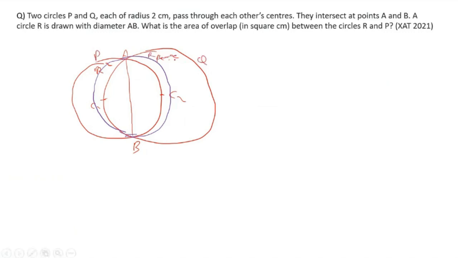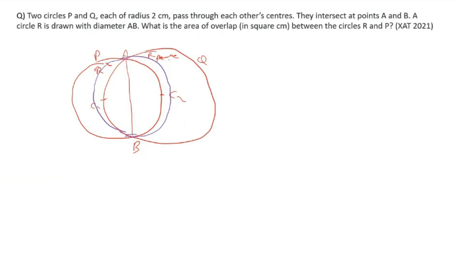What is the area of overlap in square centimeter between the circles R and P? So let's just first see, right? And in this question again, they are relying on the fact that people would take time to comprehend the diagram. The method itself is not as tricky, but the diagrammatic part of it is a bit tricky.